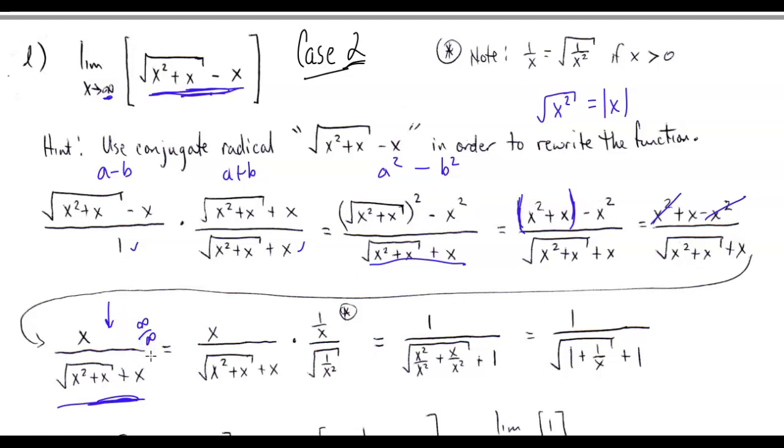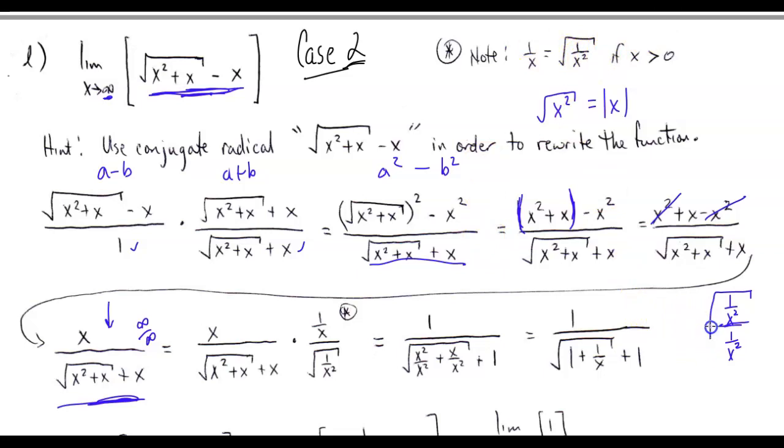So I still have to find a way to rewrite this so that I don't get this infinity over infinity case. And it turns out here that if I was to multiply this expression by one, but I make one look like one over x squared divided by one over x squared and take the square root of that, then it would work. Note that anytime I have something divided by something else and I take the square root of it, it's just going to be the square root of the numerator divided by the square root of the denominator.